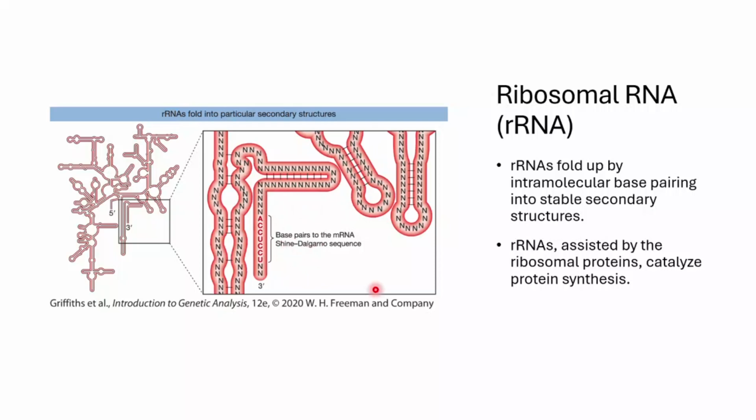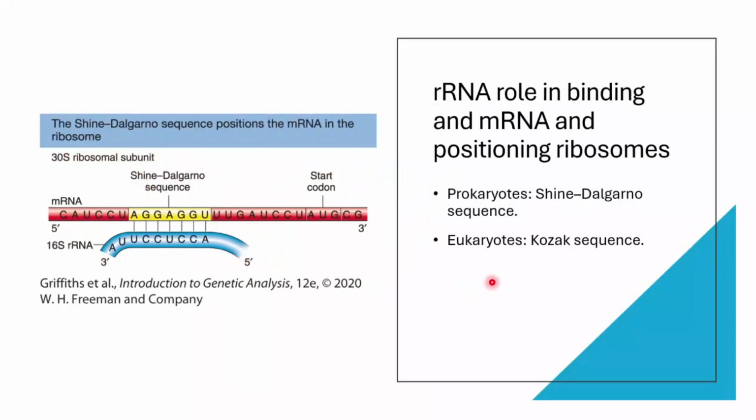So for bacteria, for prokaryotes, the sequence is called the Shine-Dalgarno sequence, and it's found about 8 bases before the start codon.